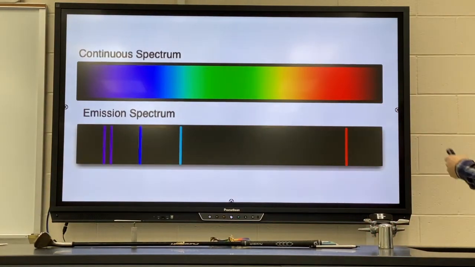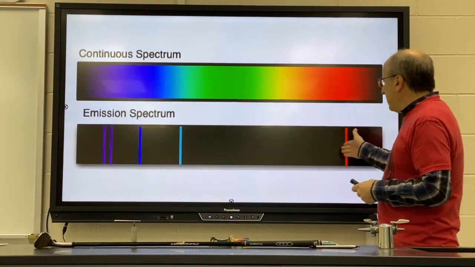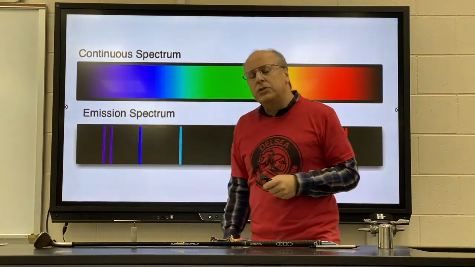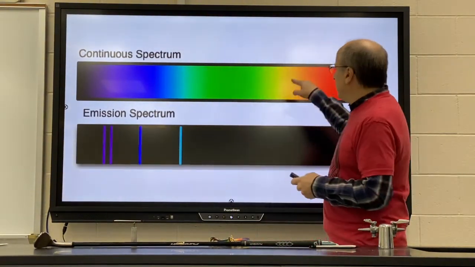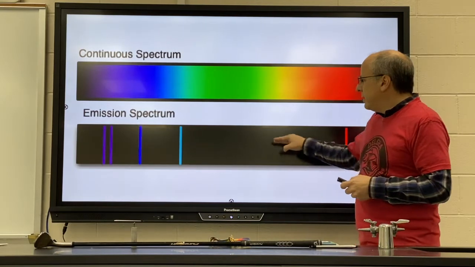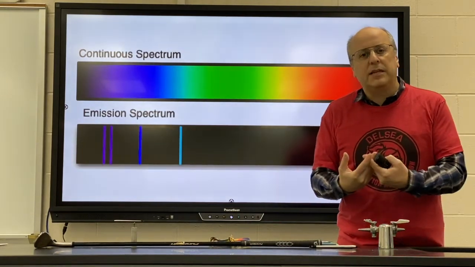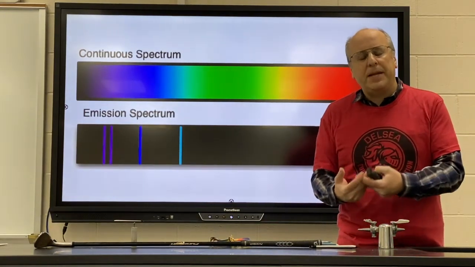With an emission spectrum, like we saw, some colors are there, most are not. This is what you get from an object that is giving off light, but not based on temperature.